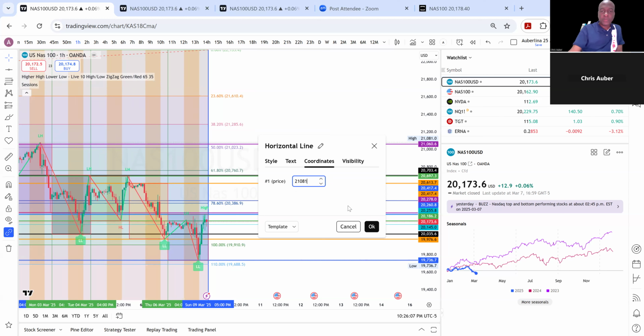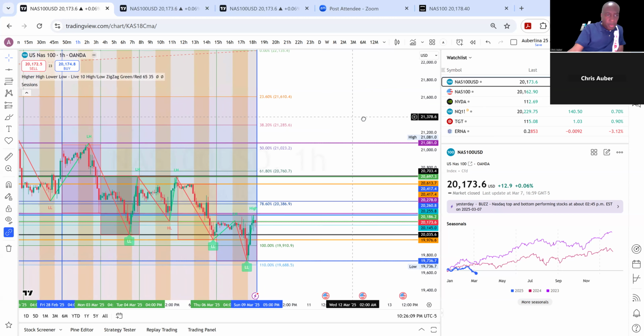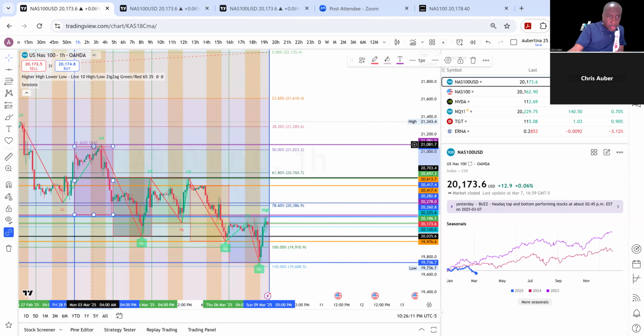21,081. That would be the high for Monday. And then I just move this up here so I can track my zones. So this was actually the range for Monday. This was the high. This was the low for Monday. Okay. If you're here from Friday, you held this trade out, that would have been 6,000 pips.